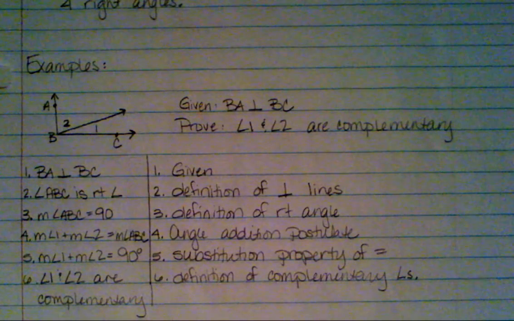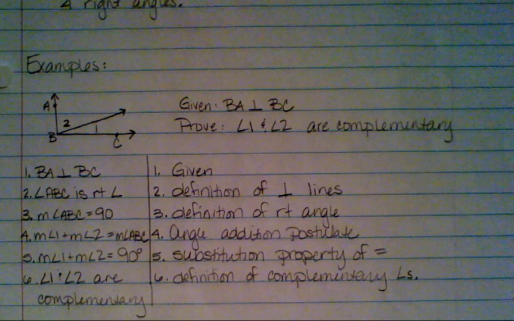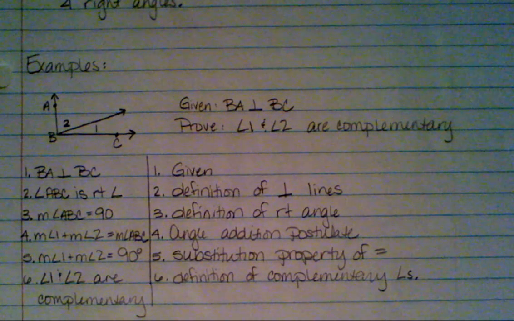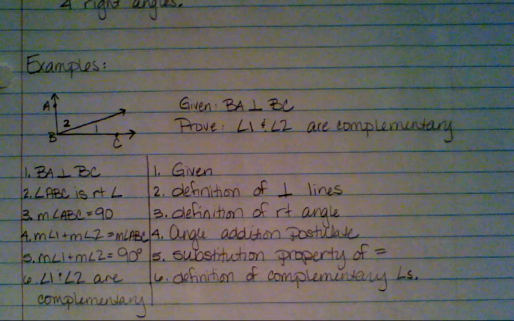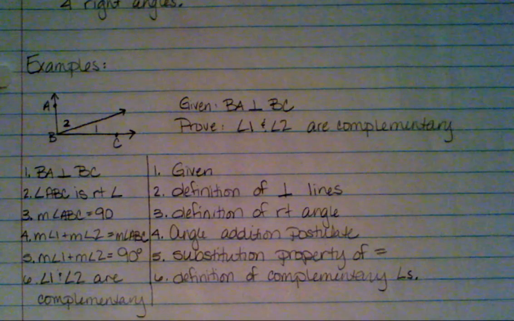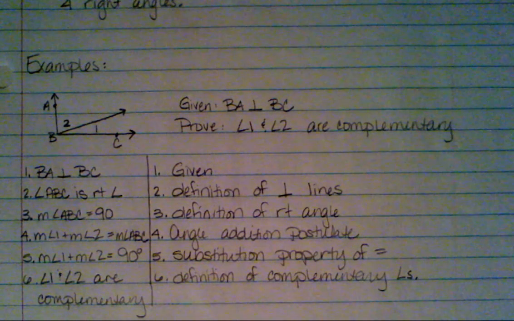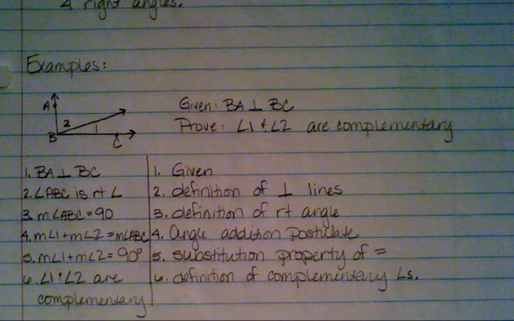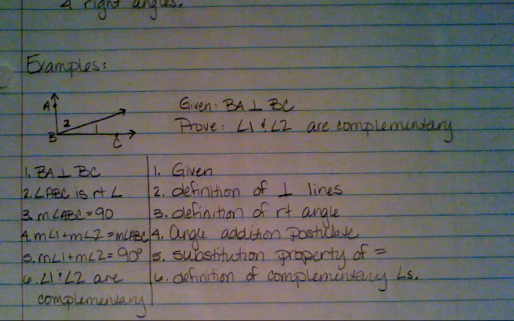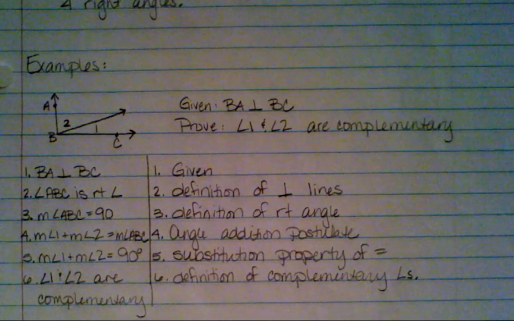So then my next step is to say that those two angles, 1 and 2, add up to be angle ABC. Well, that's the angle addition postulate. Two adjacent angles that combine together equal the third bigger angle. Then, because in step 3 I know that the measure of angle ABC is 90, I'm going to substitute 90 degrees in for the measure of angle ABC. That's using the substitution property. Then if the two angles add up to 90 degrees, by the definition of complementary angles, those two angles are indeed complementary. So make sure that proof is filled in.